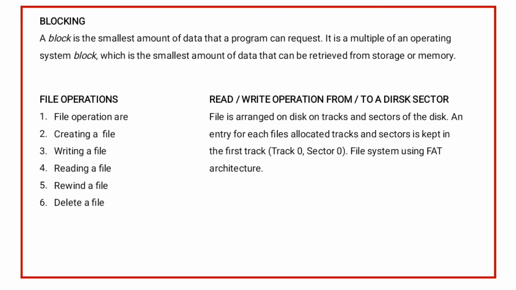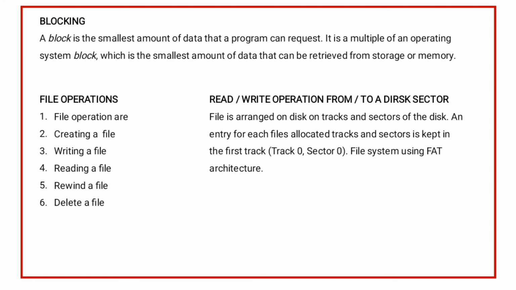The next operation is writing a file. To write a file, specify both the name of the file and the information to be written to the file. The third operation is reading a file. To read a file, specify the name of the file and where the next block of the file should be put in memory. The fourth operation is rewinding a file. To rewind a file, the directory is searched for the appropriate entry and the current file position is reset to the beginning of the file. And the last operation is deleting a file. To delete a file, release all the space and invalidate the directory entry. These are the operations of a file.